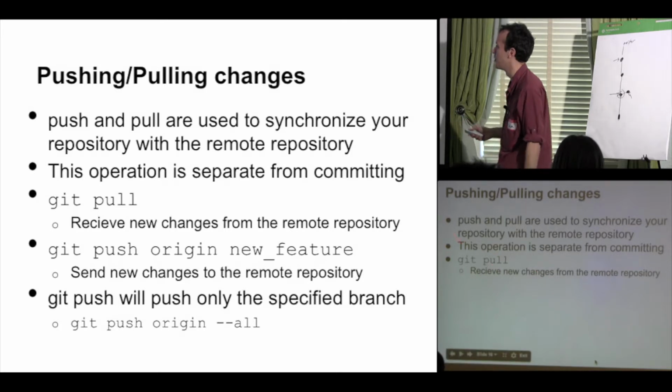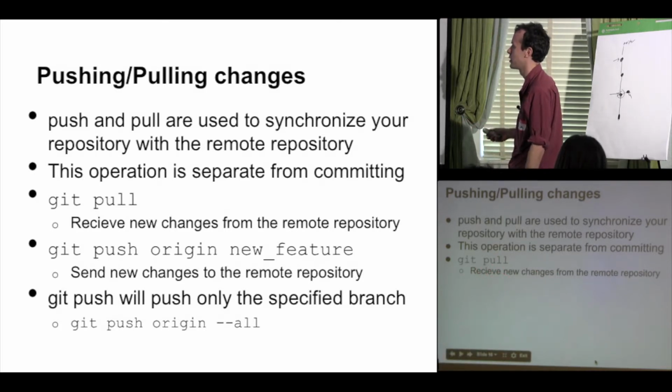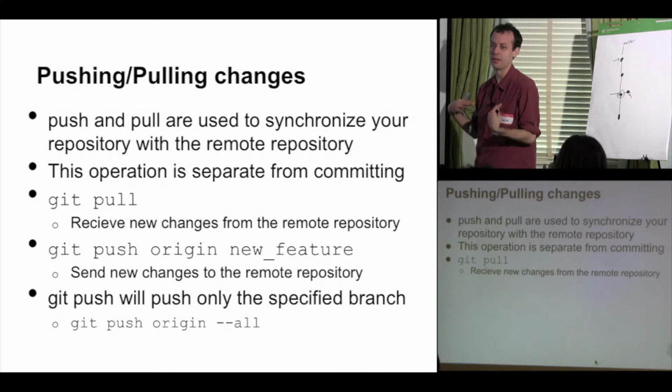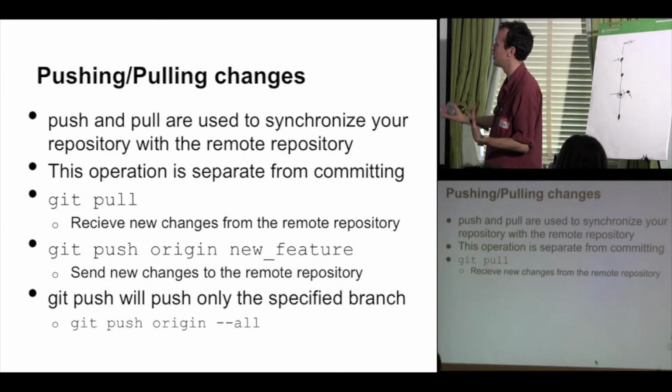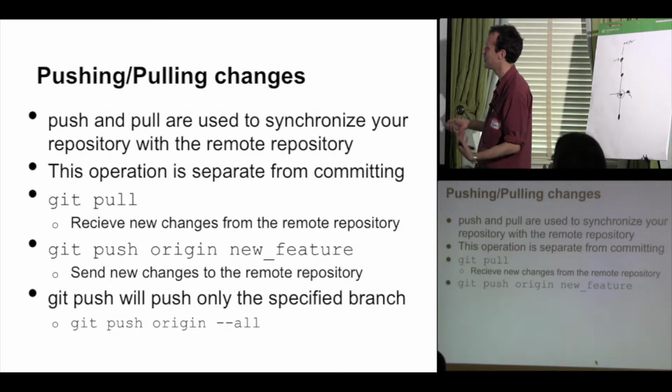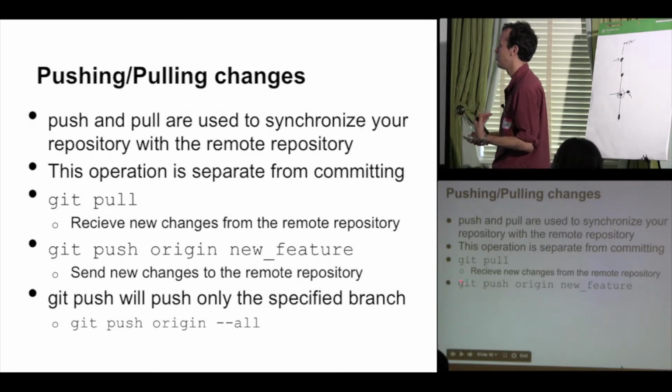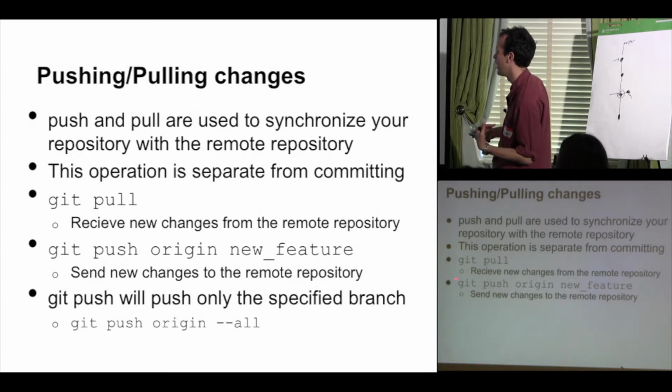So let's talk about git pull. What git pull does is it takes the changes that were made on the remote repository and pulls them into your repository. So it basically updates your repository with changes that have happened in your absence. And then git push basically does the opposite. It takes changes to the remote repository and pushes them. And git push you typically use on one branch at a time. So if I say git push origin new feature, it says, okay, push to the remote called origin all of the changes in the branch new feature.